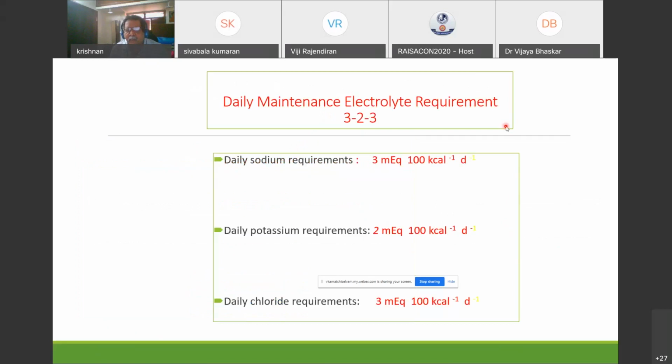When water is used, the body also requires a maintenance electrolyte requirement, which is called the 3-2-3 law. Daily sodium requirement will be 3 milliequivalent per 100 kilocalorie per day. Potassium will be 2 milliequivalent per 100 kilocalorie per day. And chloride will be 3 milliequivalent per 100 kilocalorie per day.